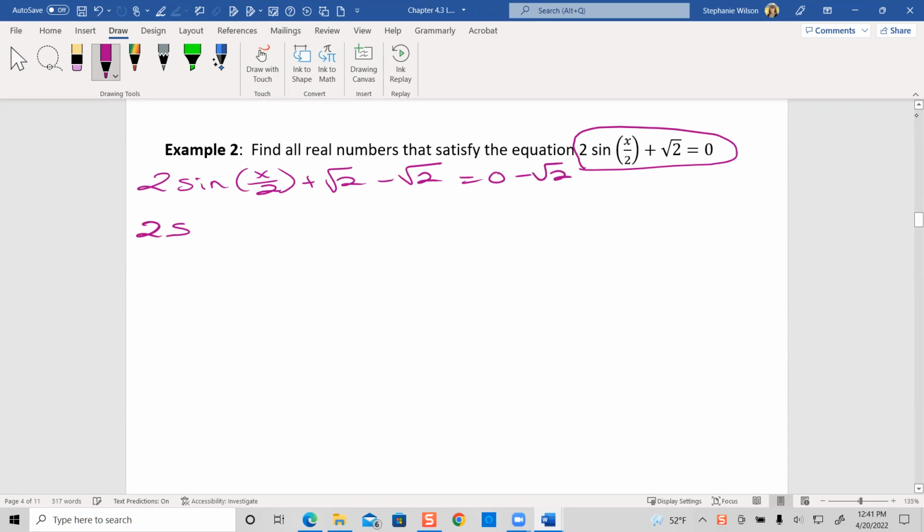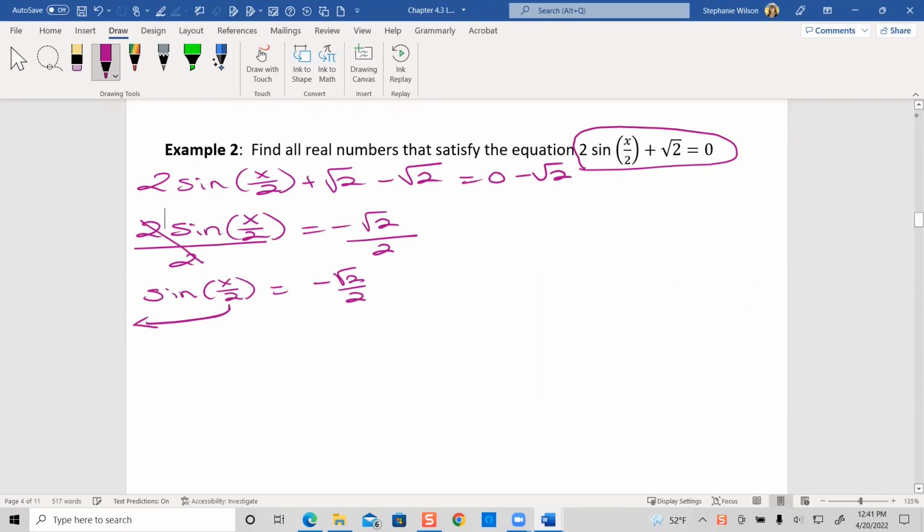So that gives me 2 sine of x halves equals negative square root of 2. And I need to divide by that 2 because I need it off. I need the coefficient on sine to be positive 1, and it's a 2, so let's divide by it. So now I've got sine of x halves is equal to negative square root of 2 over 2.